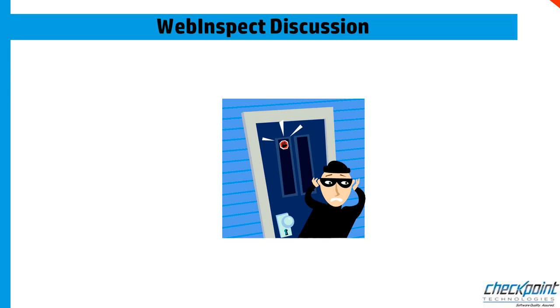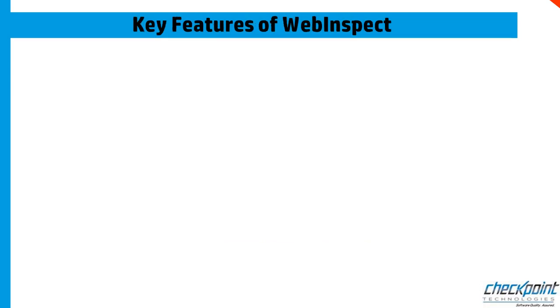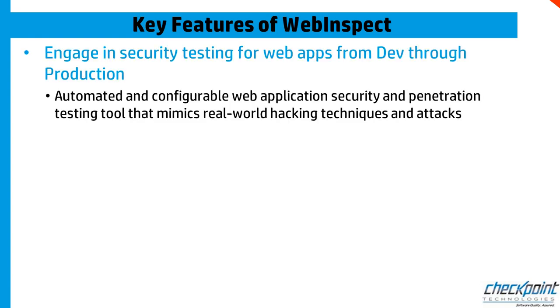All right, so let's talk a little bit about Web Inspect in general. We see our bad guy running out the door because the alarm's going off. That's how Web Inspect is going to help us keep the bad guy out from an application security standpoint. Some of the key features of Web Inspect, and then we'll take a look at what it looks like, is to be able to engage in security testing on those web apps, like we just saw in that life cycle, from development all the way through production.